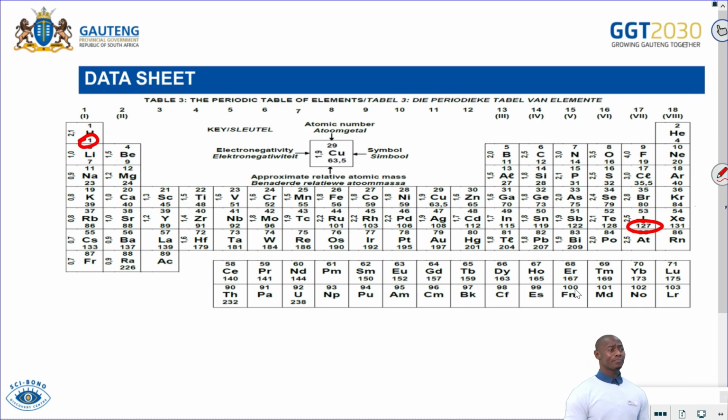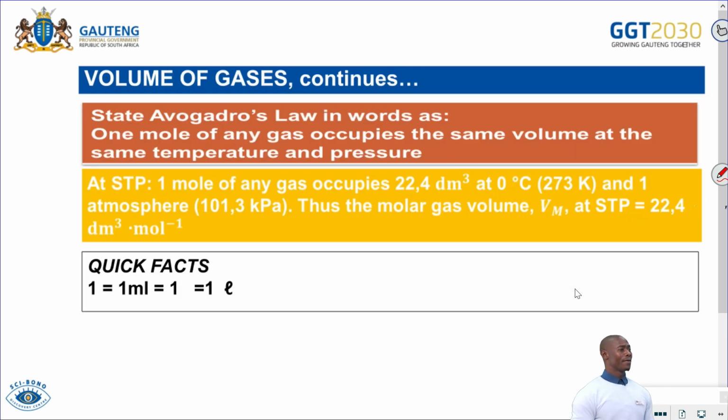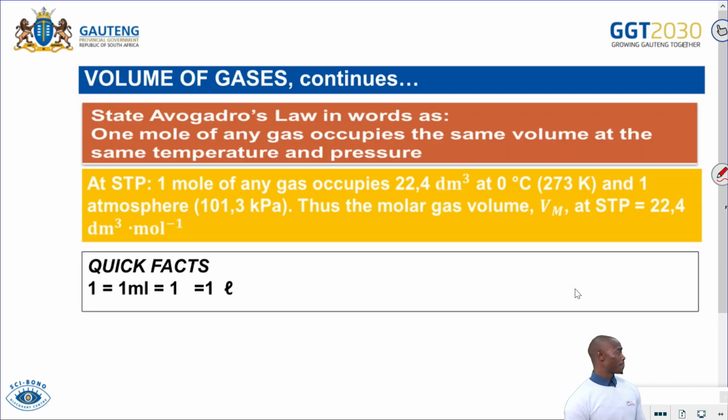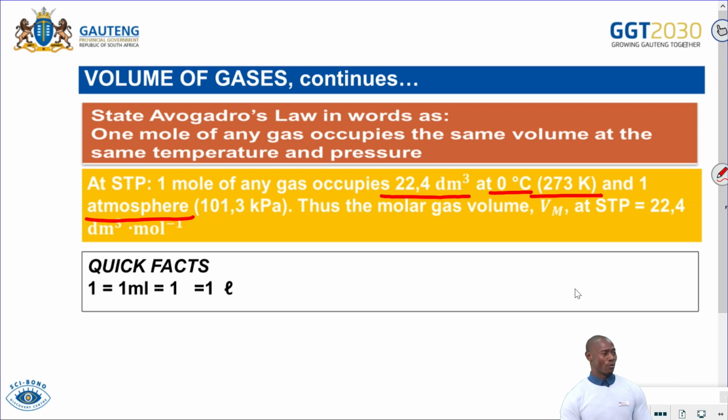All right. Then at standard temperature and pressure, 1 mole of a gas. Standard temperature, remember, is 273 Kelvin, or 0 degrees Celsius, and standard pressure is 1 atmosphere, or 101.3 kilopascals, or 1.013 times 10 to the power 5 pascals. So at standard temperature and pressure, 1 mole of a gas occupies 22.4 cubic decimeters.